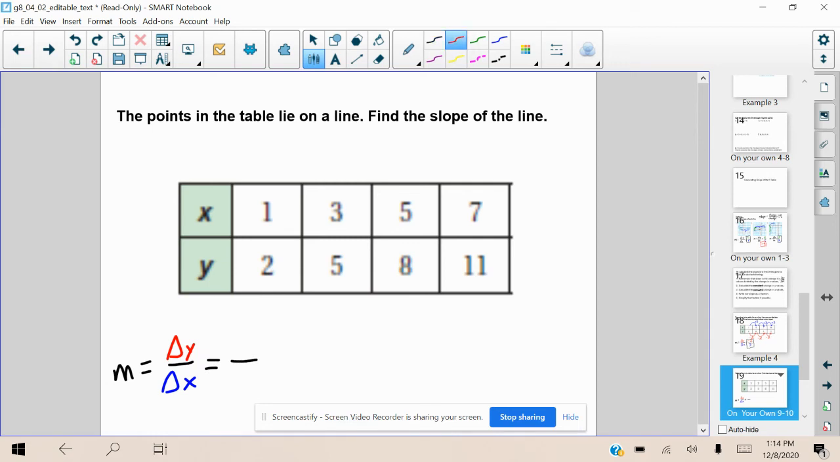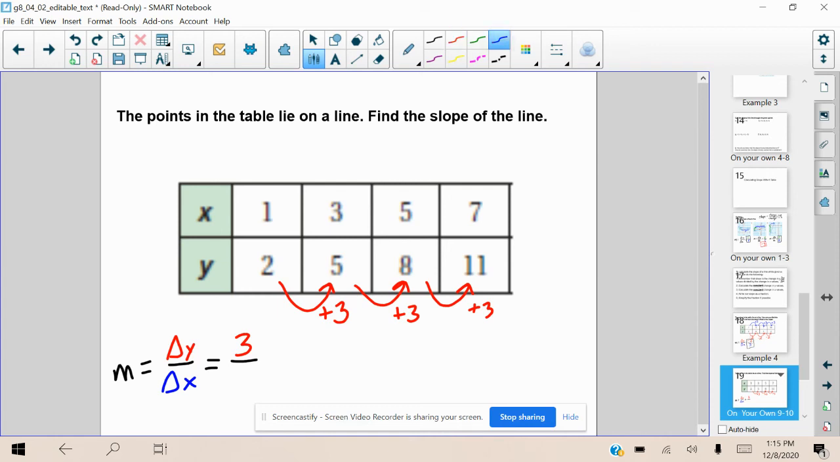So if I look at my y values, I have 2, 5, 8, and 11. How do I get from 2 to 5? I add 3. From 5 to 8, I add 3. From 8 to 11, I add 3. Therefore, the change in y is positive 3.